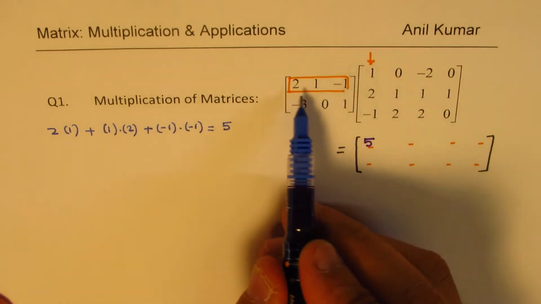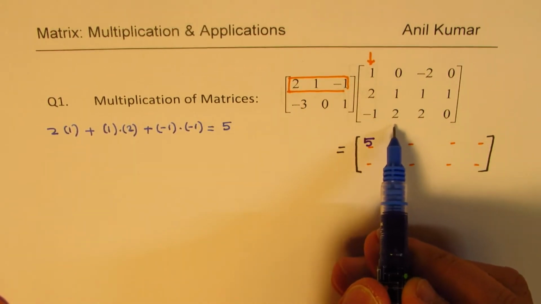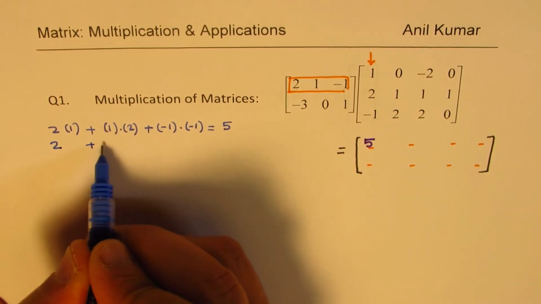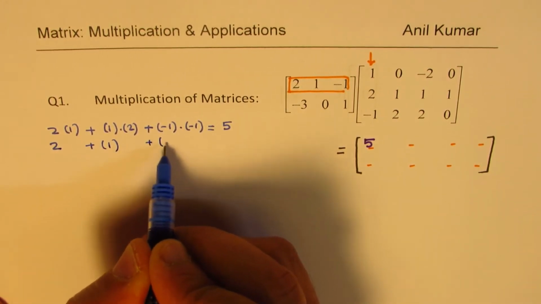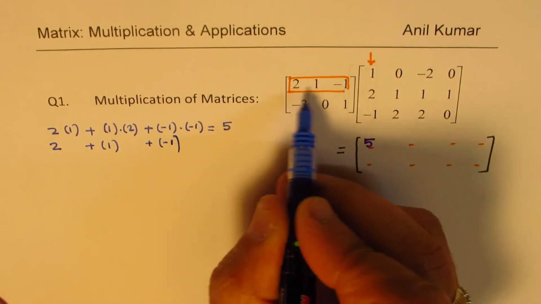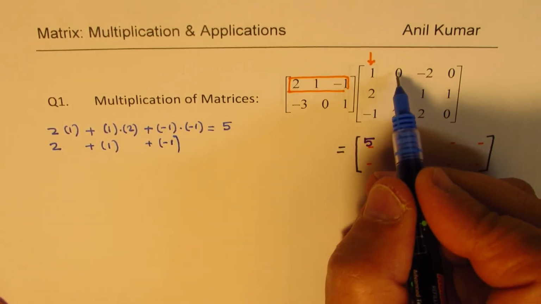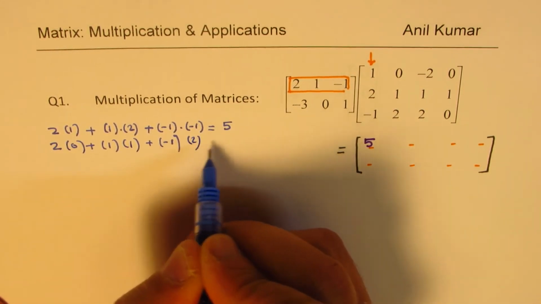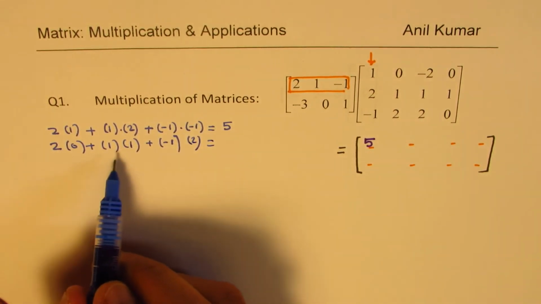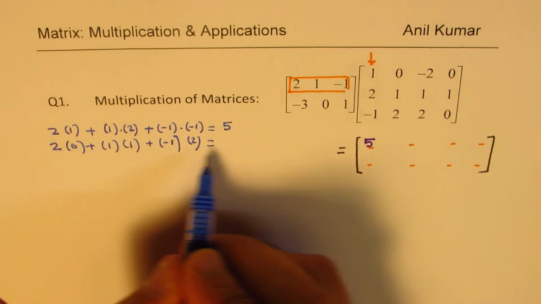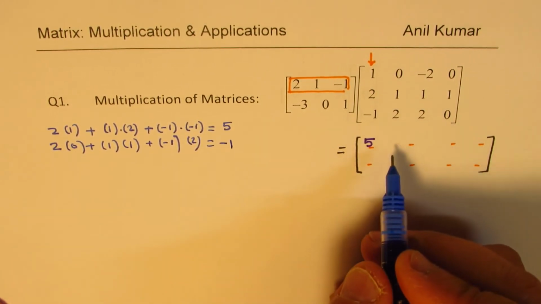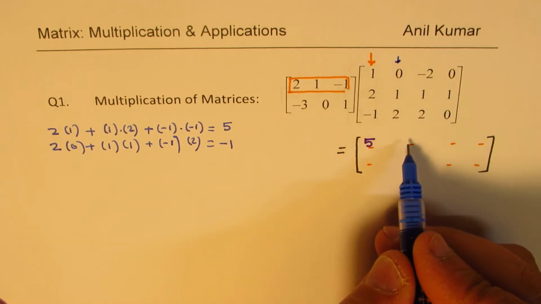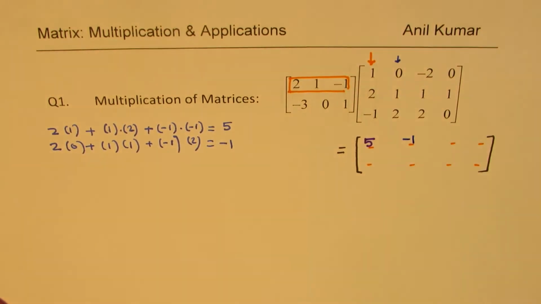Right? Now again, we'll multiply with the second column of the second matrix. So we have these numbers, right? Think like this. We have these 3 numbers. They get multiplied with 0, 1, 2, right? What do you get? This is 0, this is 1, this is minus 2. So we get minus 1. Where will you put it? This time we use this one. So we'll put here minus 1. Is that clear to you?